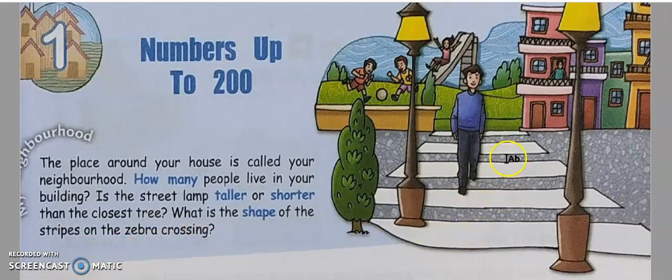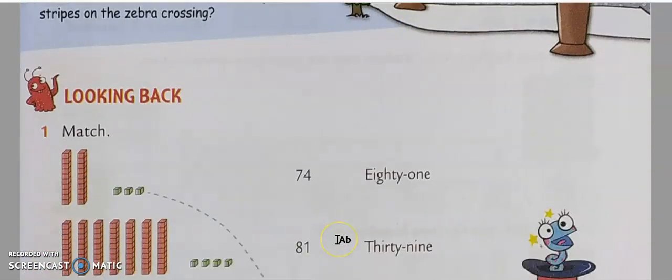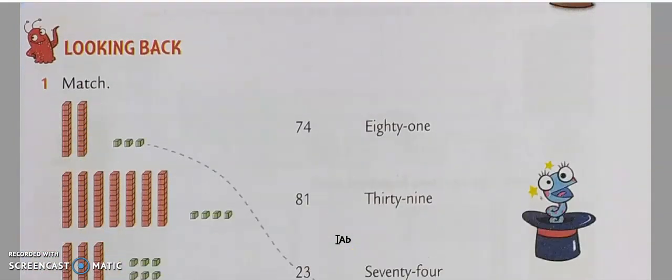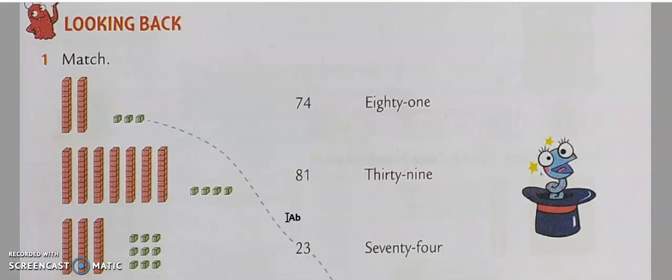Here you can see the strips that is for zebra crossing. So what is the shape of this? It is rectangular. Okay, and now we are going to start the chapter. And first of all, we will revise whatever you had done in first standard. You had learned the numbers till 100 in first standard. Now here the first exercise is given for matching.